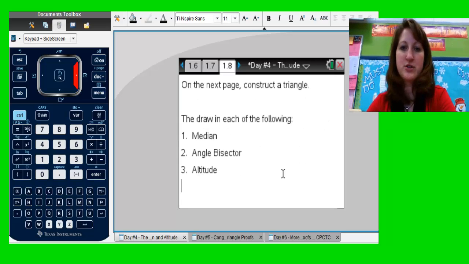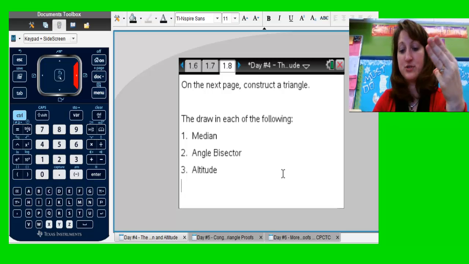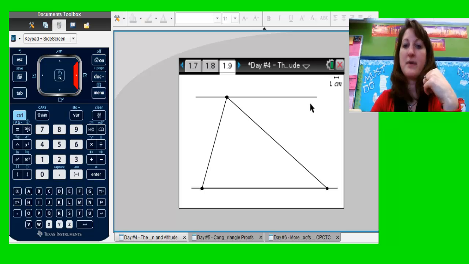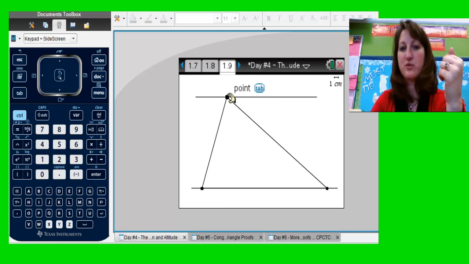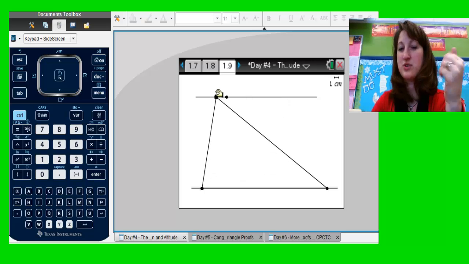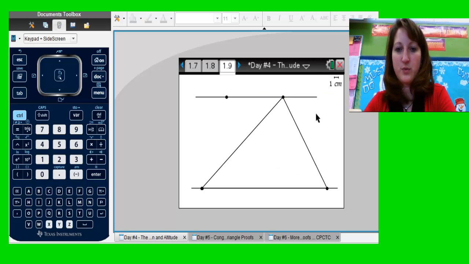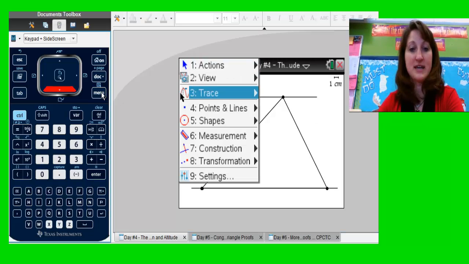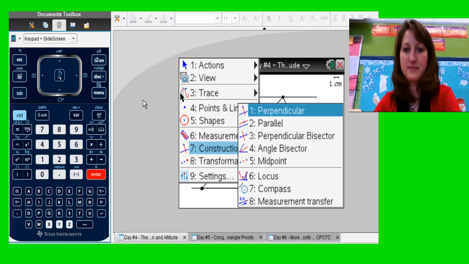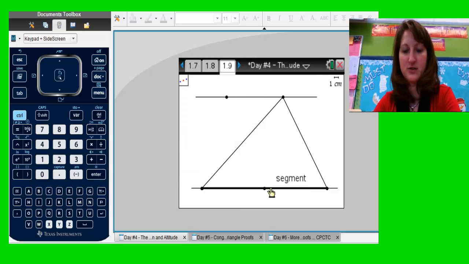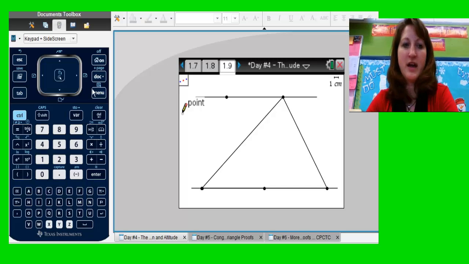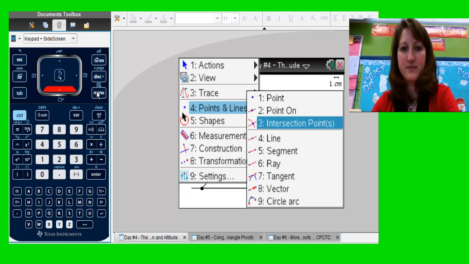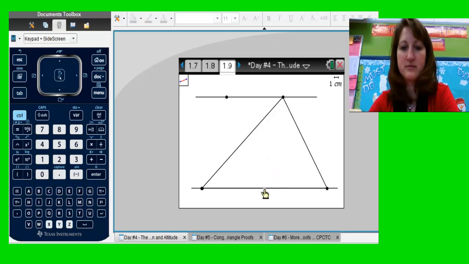Alright, on the next page what we're going to do is construct a triangle that has a median, an angle bisector, and an altitude. So here's our triangle. I put parallel lines here just so that when we go to move things there's some sort of a limit to the triangle. So that's the only reason why those are there. So again, first thing we want to do is construct a median. So we need the midpoint. And I'll just do the midpoint of that side. And then I want to connect it back to the opposite angle. So there's my median.